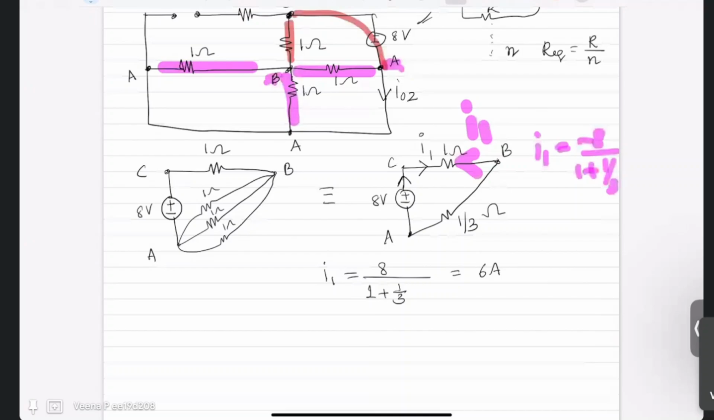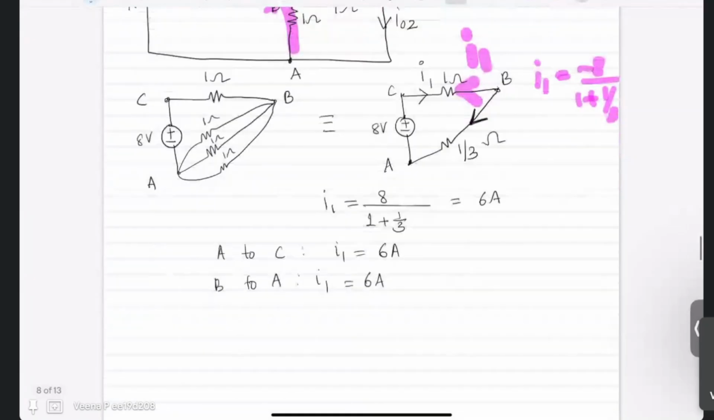Now what is I1? I1 is a current flowing from A to C. I1 is this. So from A to C, I1 is flowing, which is 6 ampere. Now from B to A, also your I1 is flowing, which is 6 ampere. Now the 6 ampere is flowing through your 1 by 3 ohms, right?